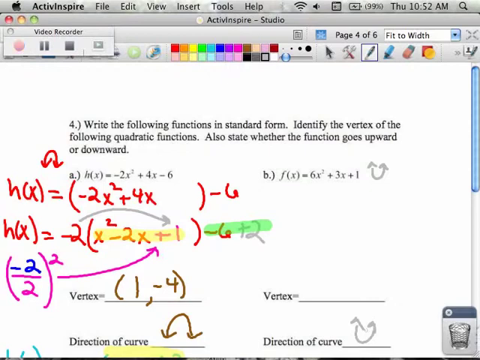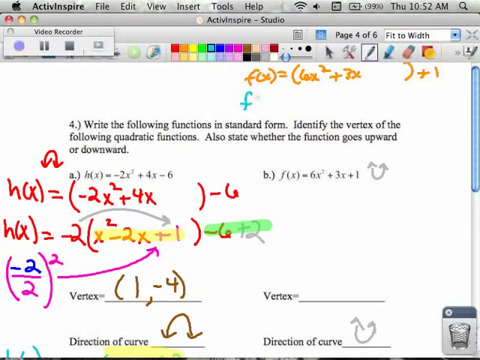Let's start completing the square. I'm going to start up above. So now I have f of x equals parentheses 6x squared plus 3x plus 1. Oh no, there's a 6 in front of the x squared. I'm going to factor it out.